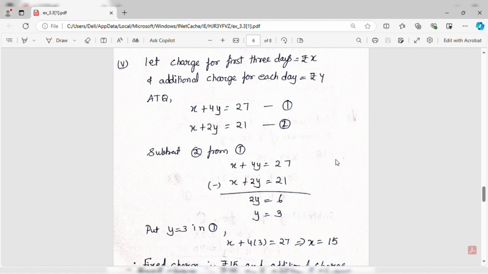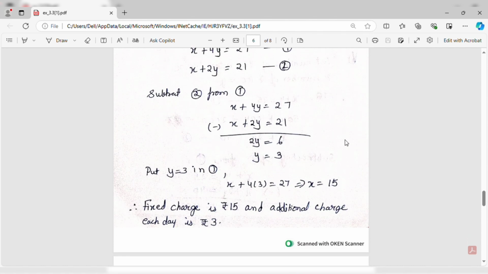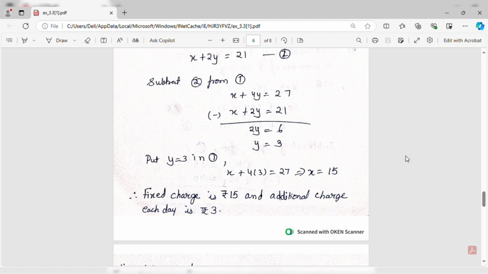According to question, x plus 4y is 27 because she kept for 7 days. So charge for 3 days would be x and for remaining 4 days would be 4y. So x plus 4y is 27. Similarly, x plus 2y is 21. Subtracting second equation from first, we will get y as 3 and x as 15. So the fixed charge for 3 days is rupees 15 and the additional charge for each extra day would be rupees 3 per day.